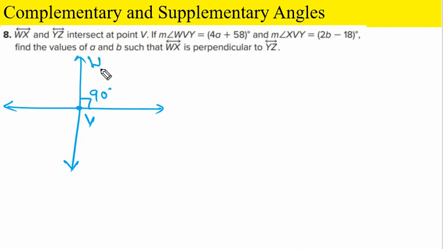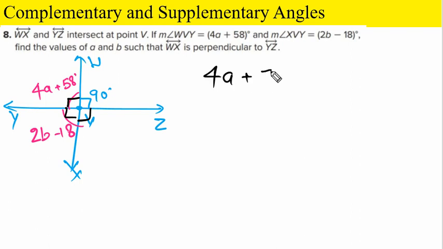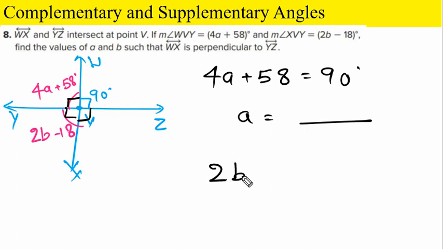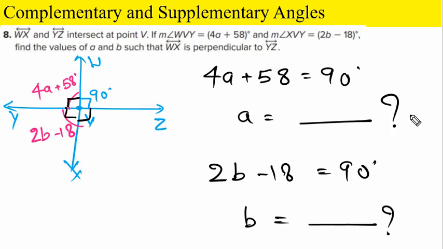Okay, so let's just say this is WX and this is YZ. Again, WVY is 4a plus 58, and XVY is 2b minus 18. Now all angles are 90 degrees. This is 90, this is 90, this is 90. So 4a plus 58 is equal to 90. Solve this, you will get your a value. 2b minus 18 is equal to 90. Solve this, you will get your b value. Okay, next question.